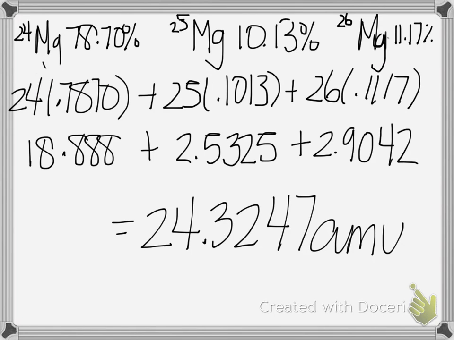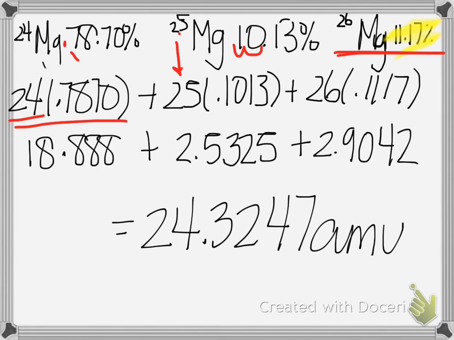Okay, so the first thing that you needed to do was to find this value right here, the remainder of it being magnesium. So if you add up the 78.7 and the 10.13, and then you subtract that from 100%, you should be left with 11.17%, which gives you what you're left with for the magnesium 26. So then we're just going to multiply. We moved our decimal over 2 spots. That gives us this. 25 comes down.